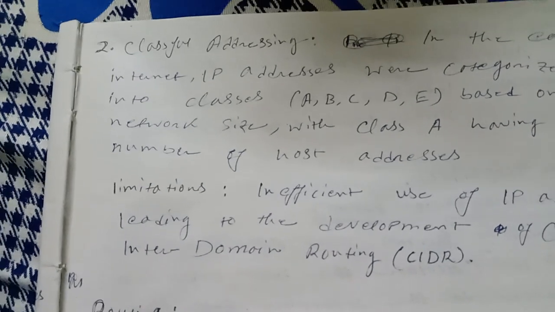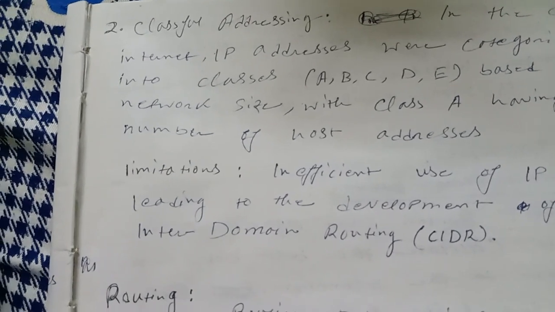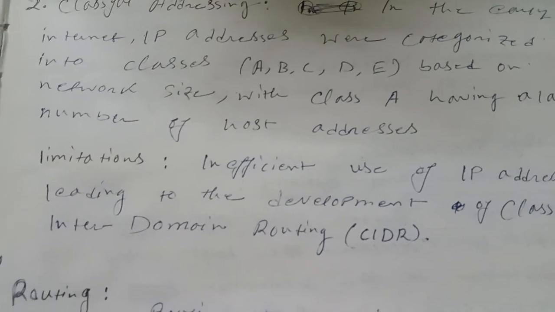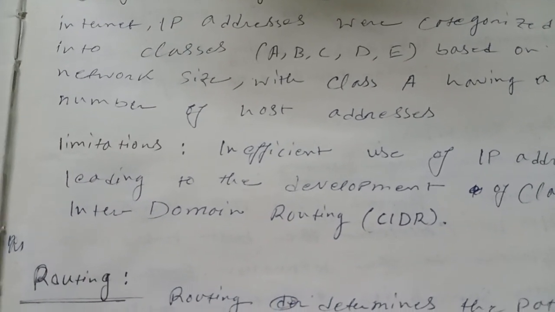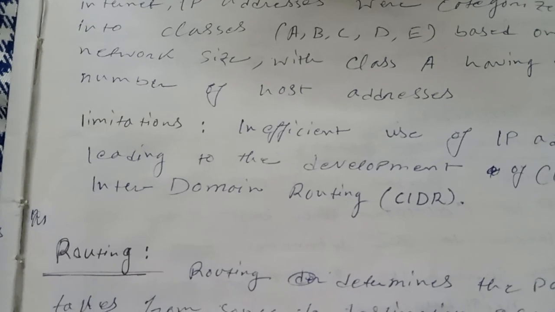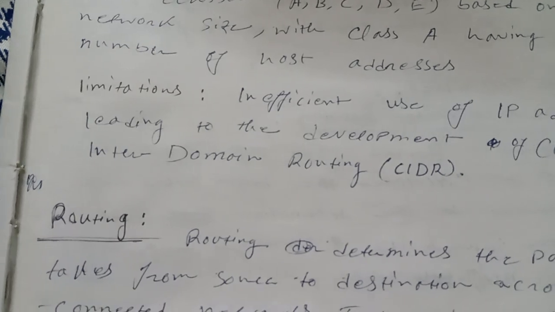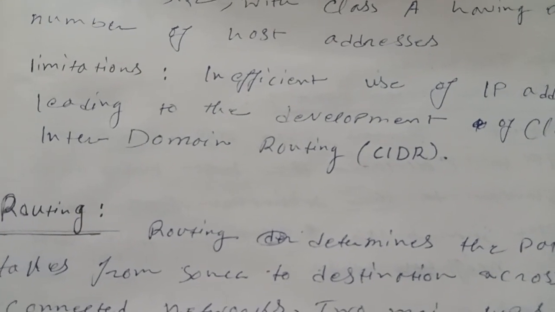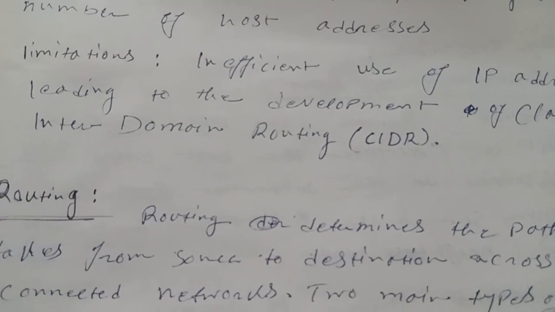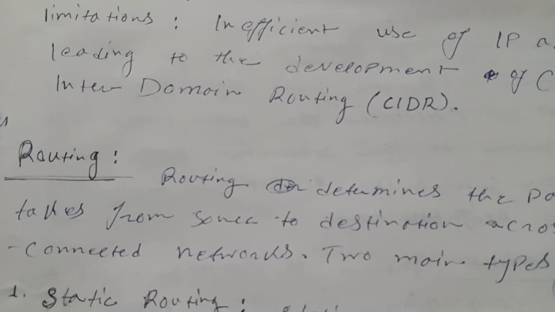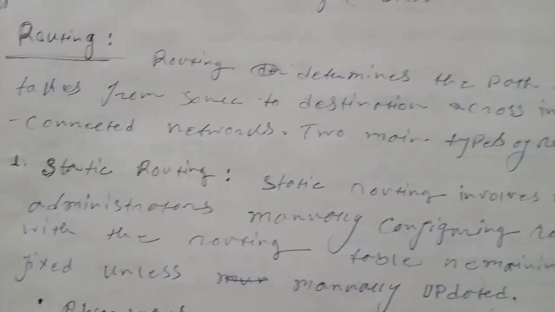The second one is classical addressing. In the early internet, IP addresses were categorized into classes A, B, C, D, E based on the network size, with class A having a larger number of host addresses. Limitations in the efficient use of IP addresses led to the development of classless inter-domain routing, CIDR.